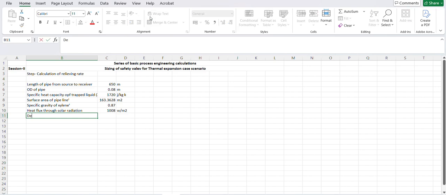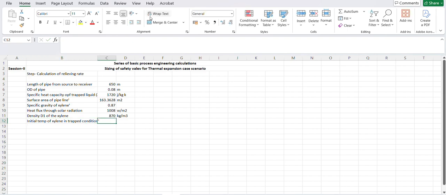Then we need the density D1 of xylene, it's 70 kg per meter cube. As we have seen, these are the data required. Then the initial temperature of xylene in trapped condition.